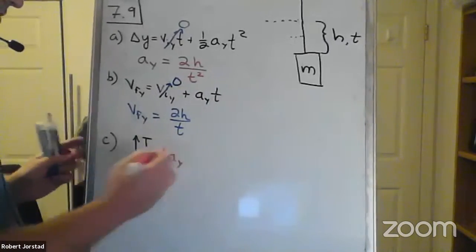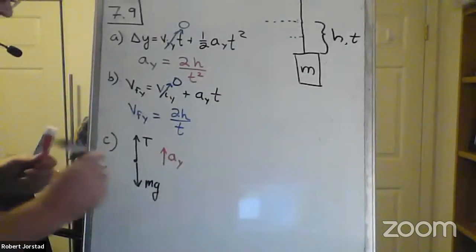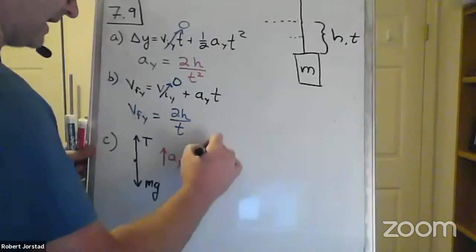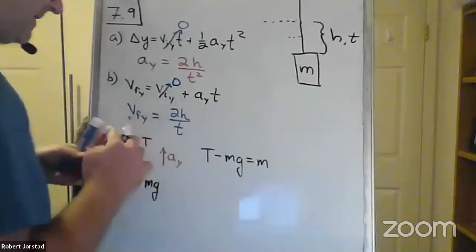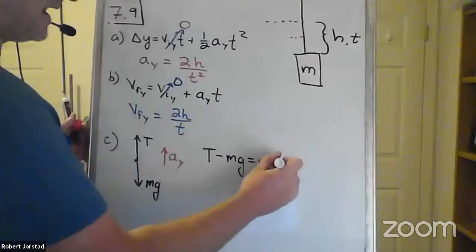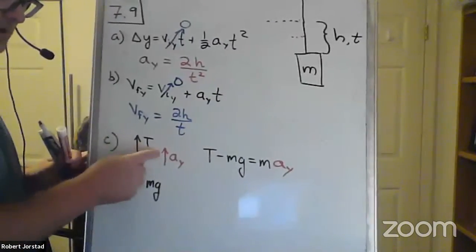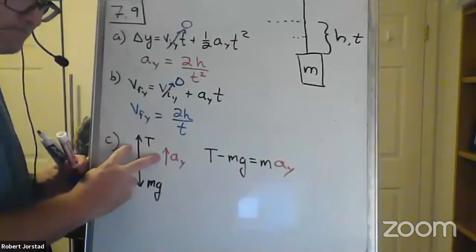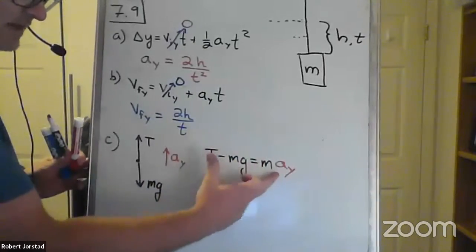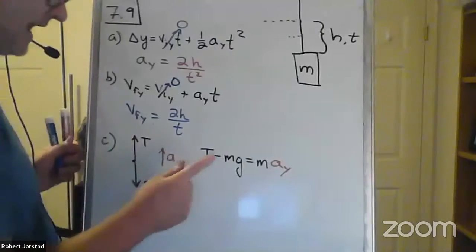I'll just call it a sub y for right now because I chose to call it a sub y earlier. So I think what we see is tension minus mg equals m a y. And anytime you have this one, I know it seems silly, but it's always worth checking. This force and the acceleration should have the same sign. Looking good.